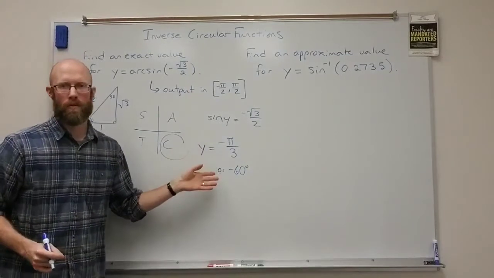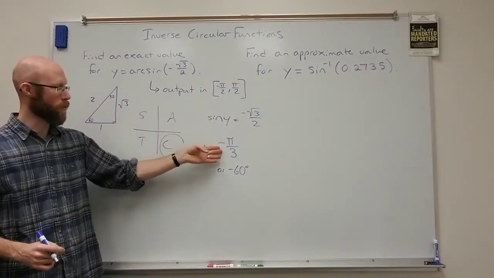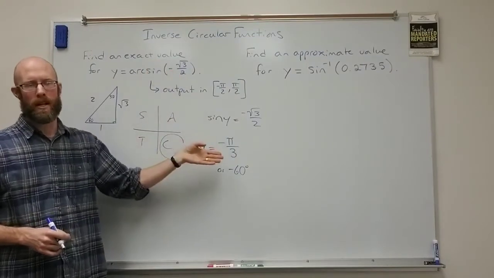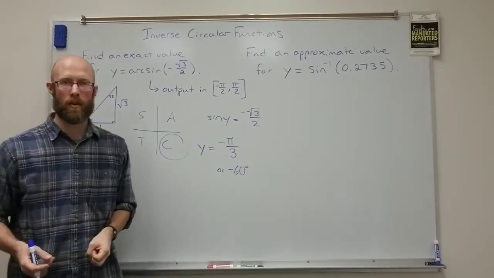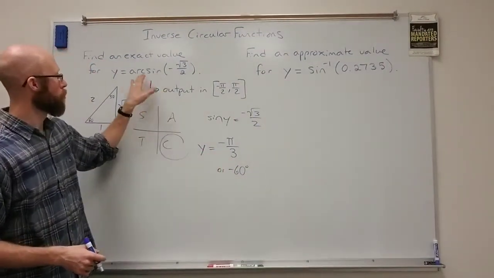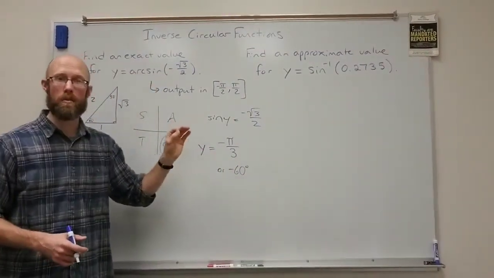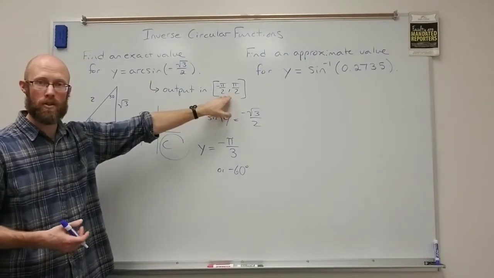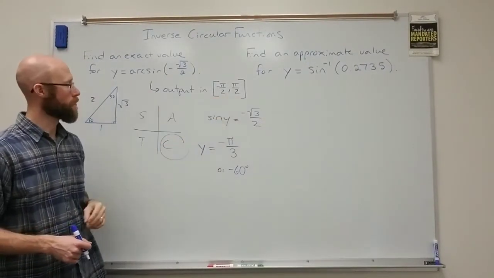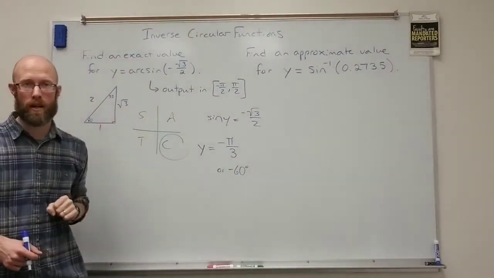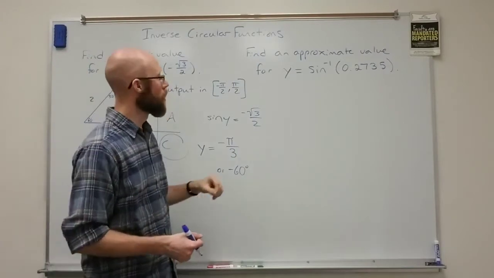Either of those would be sufficient. I'm really looking for the radian value there. The exact value is going to be radians, generally speaking. And so that's how we would find that. So the output from an arc sine is always going to be an angle in the first or fourth quadrants, in this interval specifically. And with an exact value, it's going to be found using one of our special triangles, generally speaking.